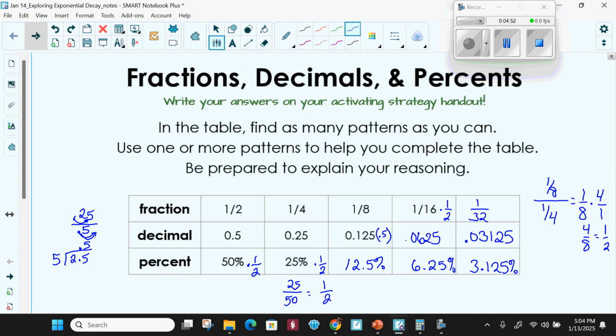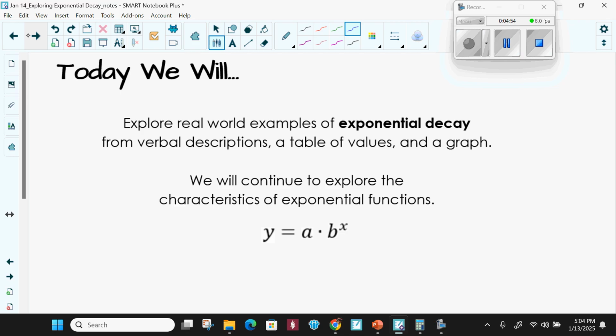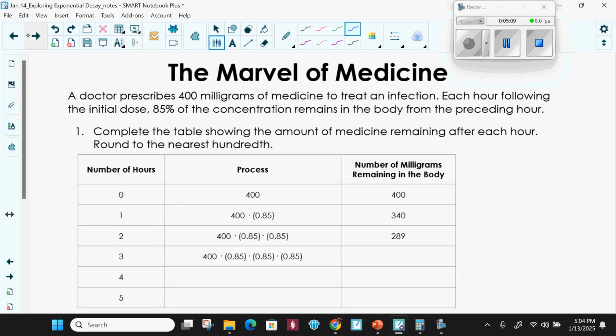Okay, so today we're looking at examples of exponential decay. Now we used exponential growth the last time, and that was getting larger. So these are getting smaller. Notice that all of those values that we had on our warm-up were getting smaller. So we're going to be doing stuff like that, and each of them was multiplied by a fraction or a decimal. So here it says, this is your handout, The Marvel of Medicine. These are your notes. We're going to walk through this task together.